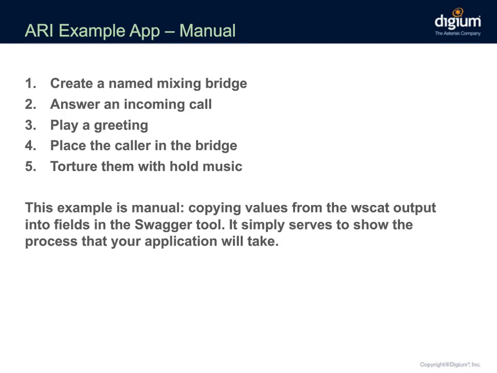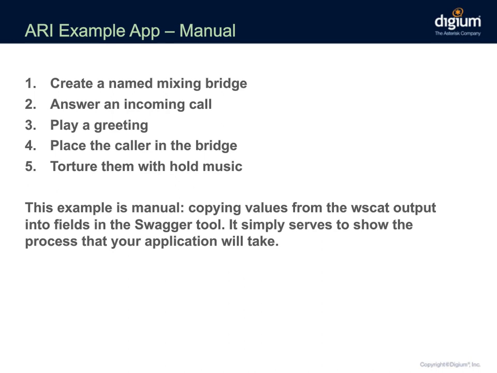So now we've arrived at the point where we're going to walk through using the ARI interface, but using it from a very manual perspective. I've got a number of things in here where you'll actually see the URLs that you're going to use. We're going to create a mixing bridge. It's a named bridge, so you can refer to it by name. We're going to answer an incoming call when we receive an event across the WebSocket. We're going to play a greeting to that call. We're going to place that call into a bridge, and then we're going to torture the caller with hold music. So that's what we're going to do.